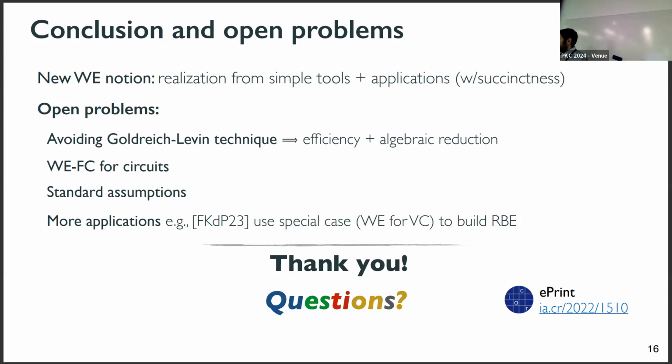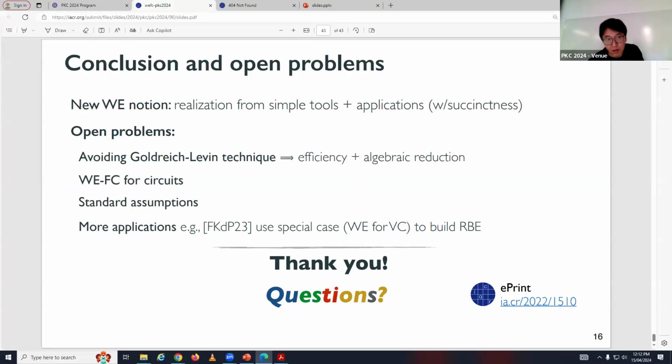If you have a very short question. I have a quick question. As your construction uses a new primitive, like extractable functional commitments, I don't see why the extractability is needed here from the security proof.